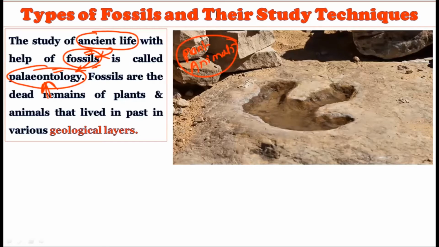For example, the study of plant science is called botany. The study of animal science is called zoology. In a similar way, the study of the fossils of ancient life is called paleontology. Okay, now fossils are the dead remains of plants or animals that lived in the past in various geological layers. See, what is a fossil?